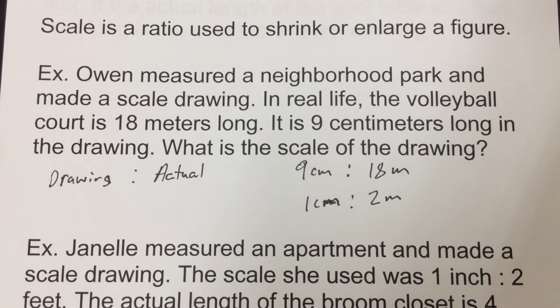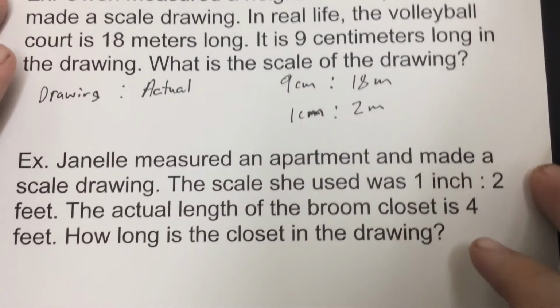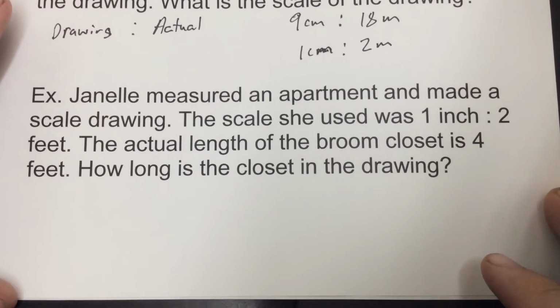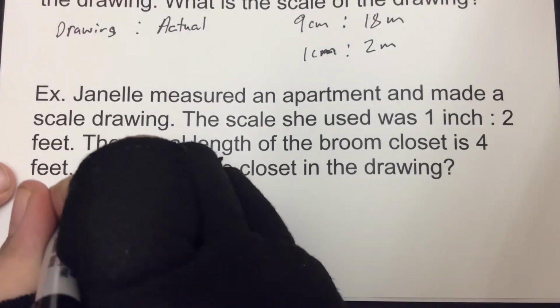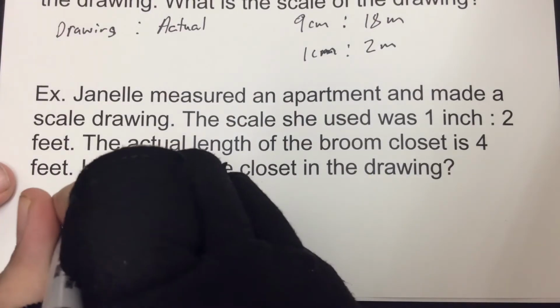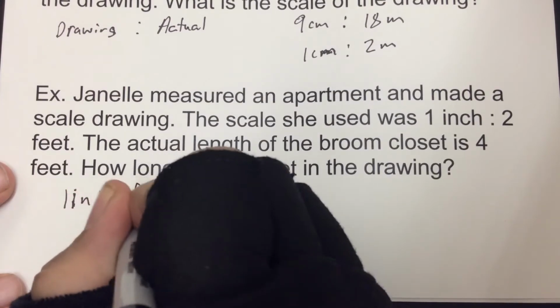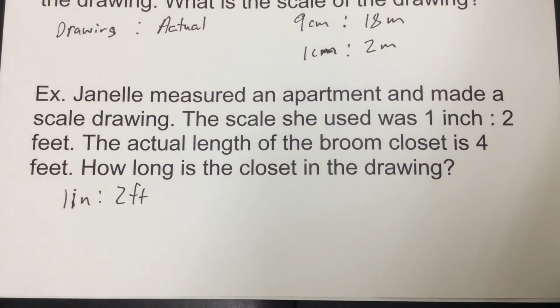Now, once we have that scale, we can also use it to find out what our actual length is going to be. So Janelle measured an apartment and made a scale drawing. The scale she used was 1 inch to 2 feet. So 1 inch, 2 feet. Okay. Actual length of the broom closet then is going to be 4 feet.